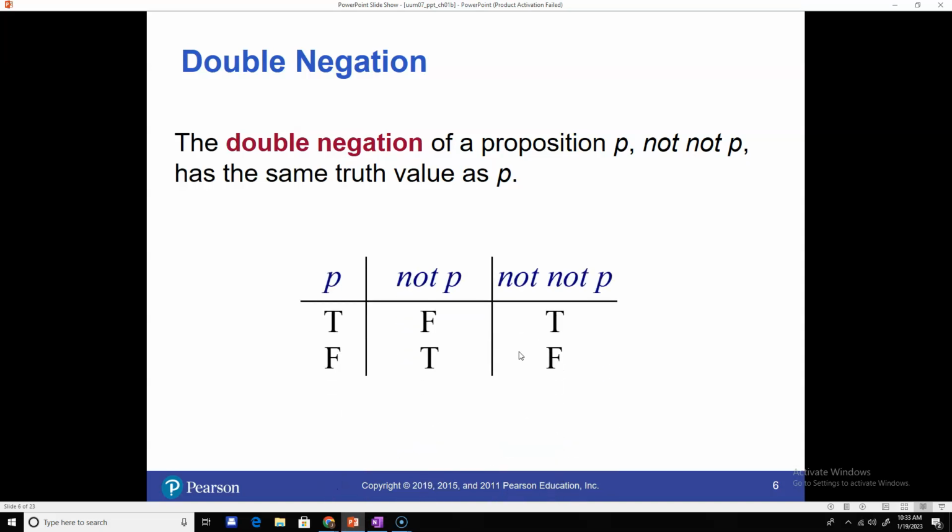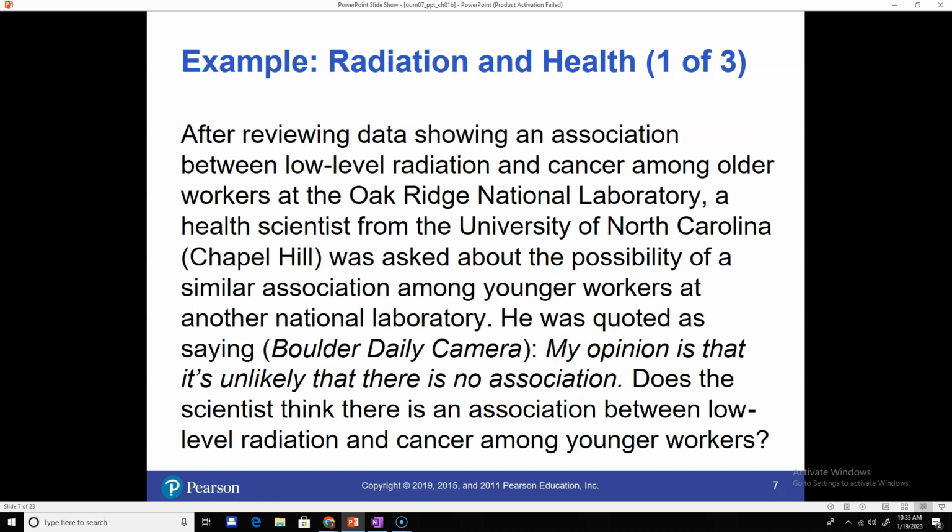Again, there's the truth table that we just wrote down. Let's look at this example. Really, the italics is the only thing we really care about, but let's see. After reviewing data showing an association between low-level radiation cancer among older workers at Oak Ridge, a health scientist from UNC Chapel Hill was asked about the possibility of a similar association amongst younger workers at another national laboratory. He was quoted saying, "My opinion is that it's unlikely there is no association."